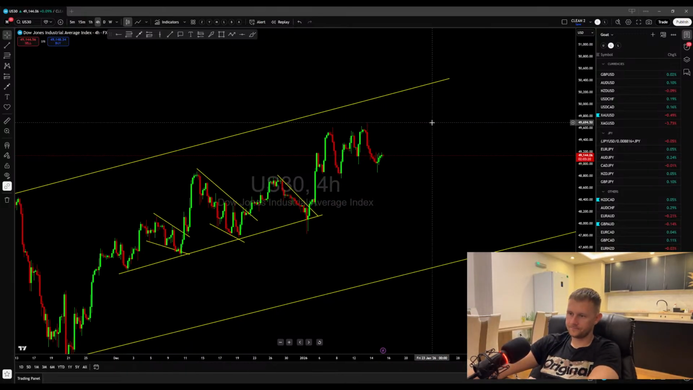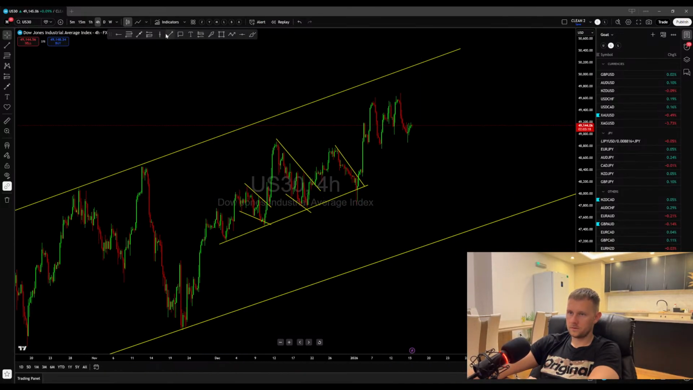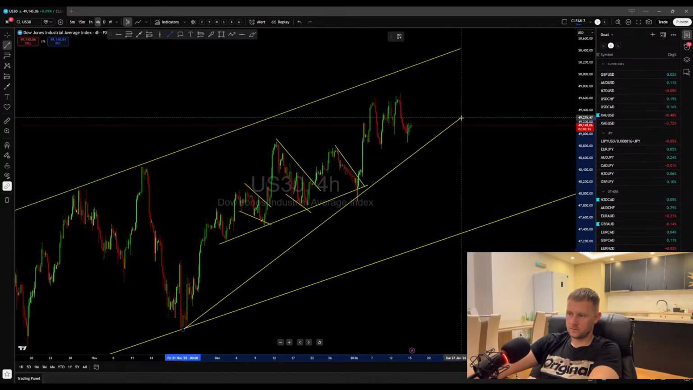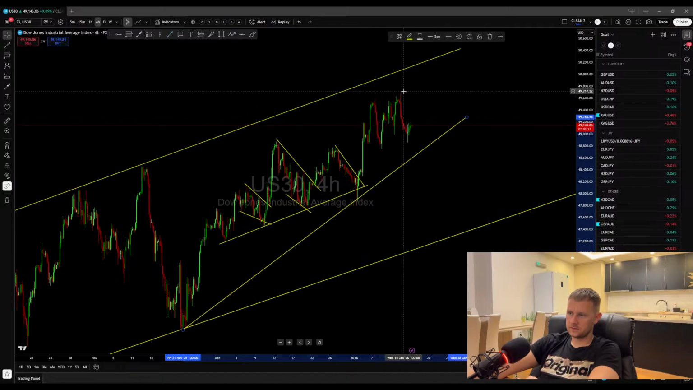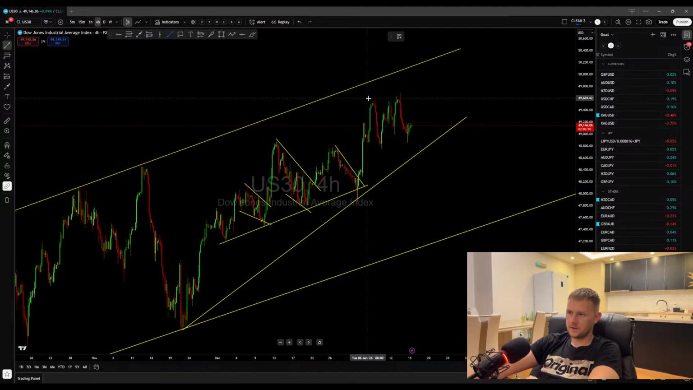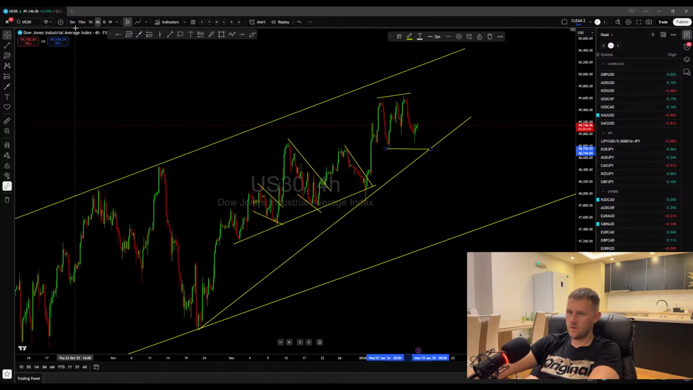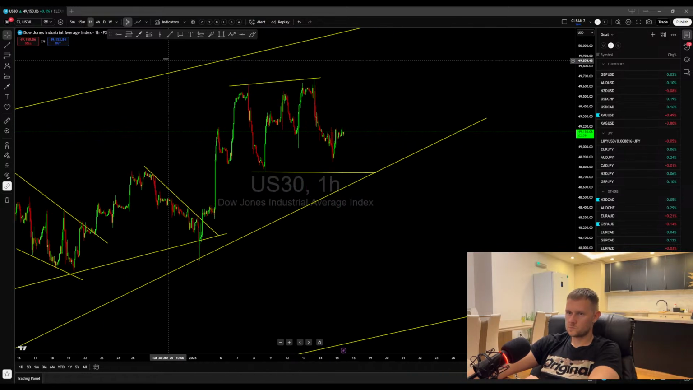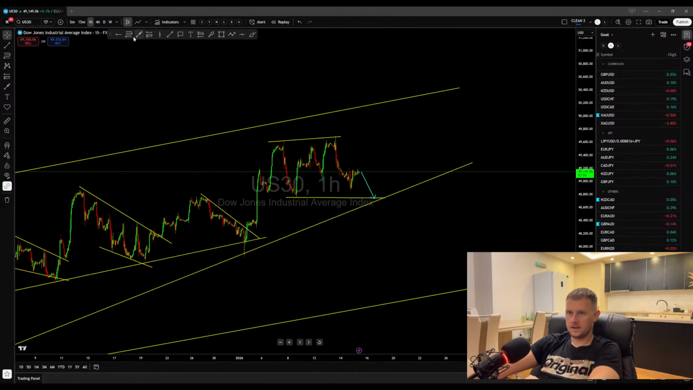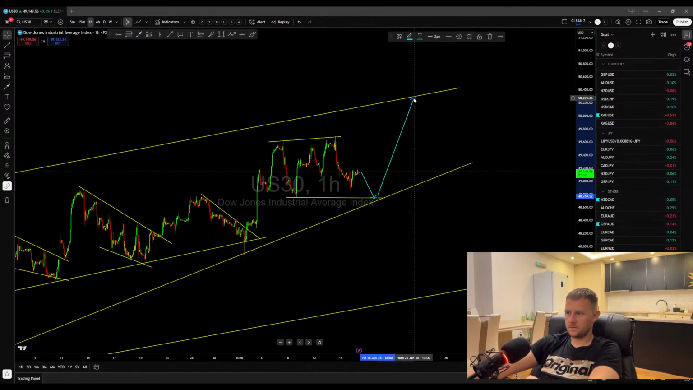Same there, buy. This move still can happen because this is expanded flat, and expanded flats tend to go lower. Taking this low. I think first it will go down and then the chart will go up.